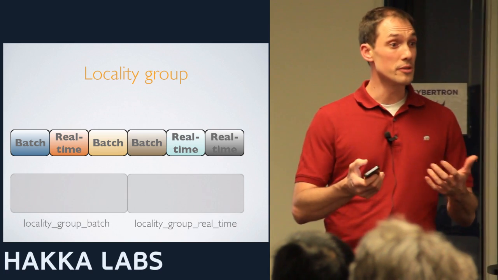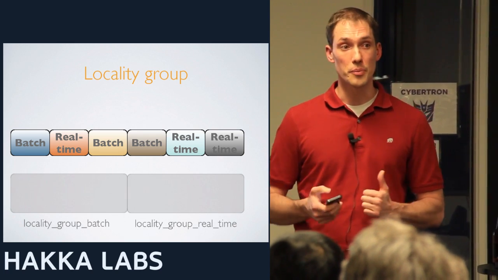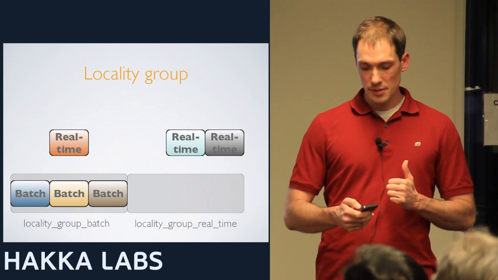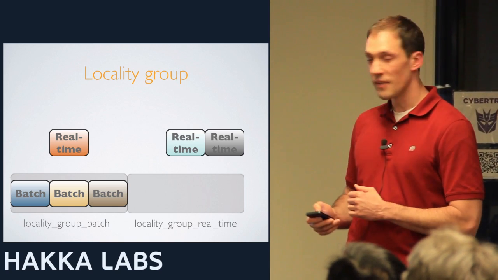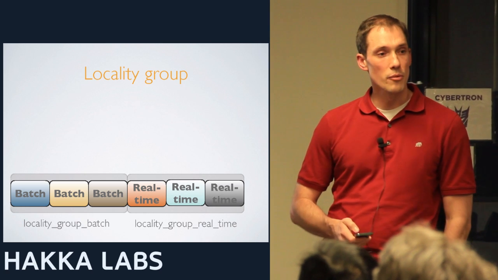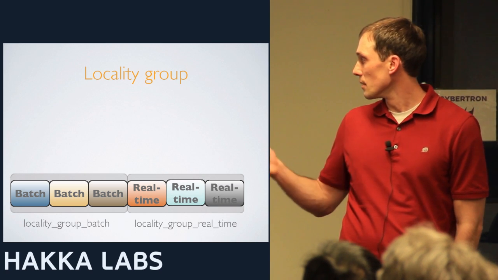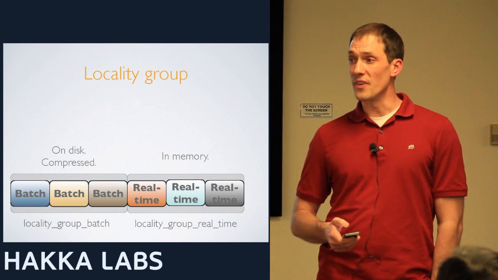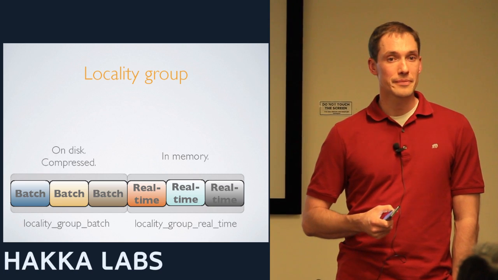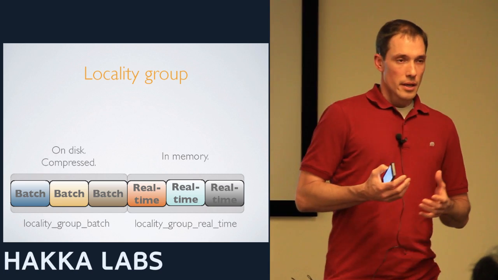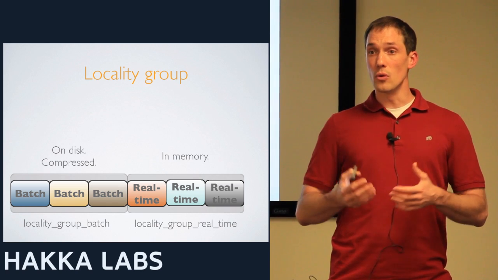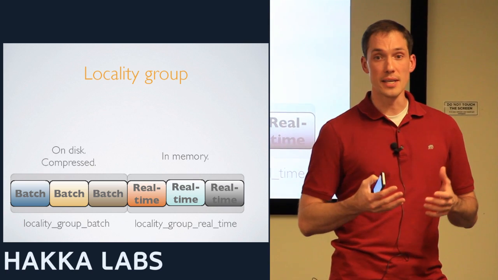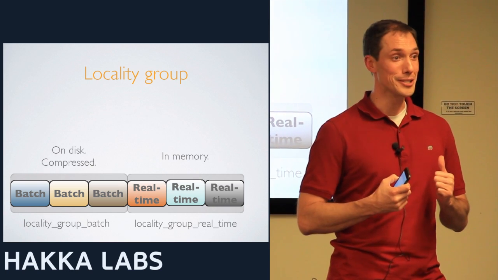We might want to have some different attributes for them, whether they're cached, for example, whether they're compressed. And to do so, we can specify different locality groups and then put all of our batch column families in one, all of our real-time ones in another, and then specify attributes. The batch stuff we might want to keep compressed and on disk. And the real-time column families we probably want to keep cached, for example. So these locality groups give us a nice separation between how we want to organize our data logically in column families and columns and how we wish to organize it physically on disk with locality groups.